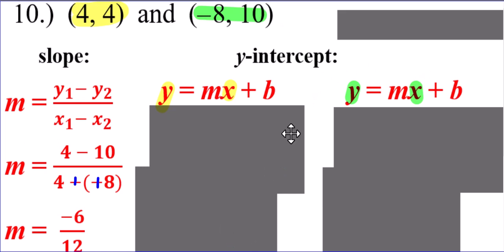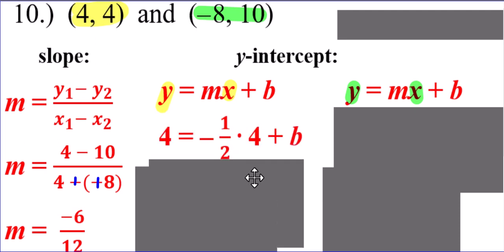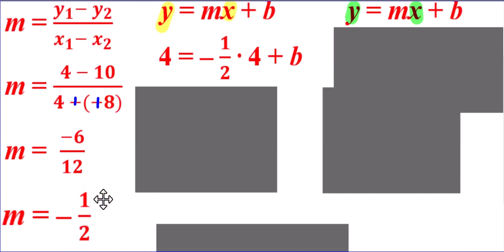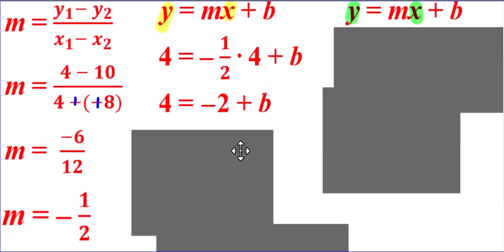You can skip the part of the video where I go over the method that you did not personally do, but make sure you check your work for whichever way you did it. For those of you who used 4, 4, here's what your work is going to look like. You put 4 in for the y, you put 4 in for the x. Remember, the negative 1/2 was the m. Negative 1/2 times 4 is negative 2.